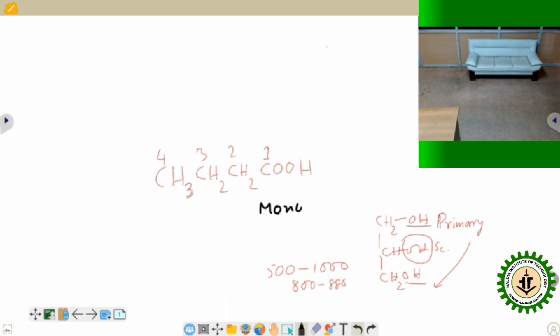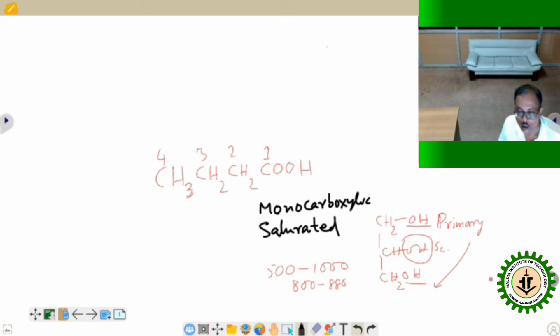Next, it is saturated. We do not find any double bond between carbon-carbon linkages in this fatty acid. There is no double bond. It is a saturated fatty acid, straight chain. There is no branching. These are a few properties of the fatty acids present in edible fats and oils.